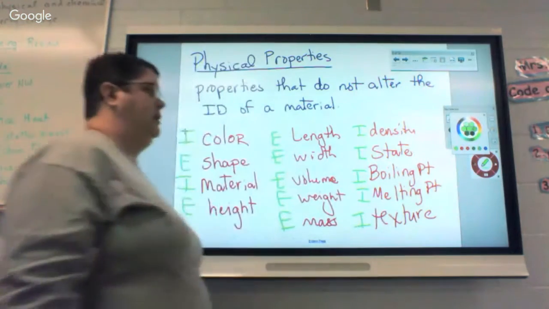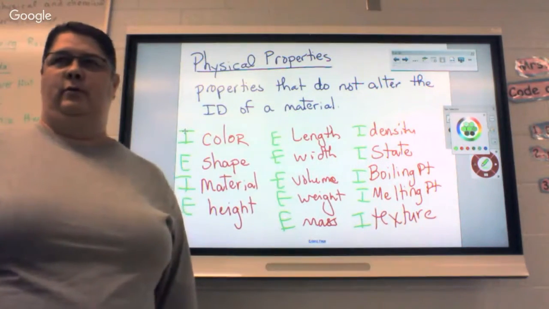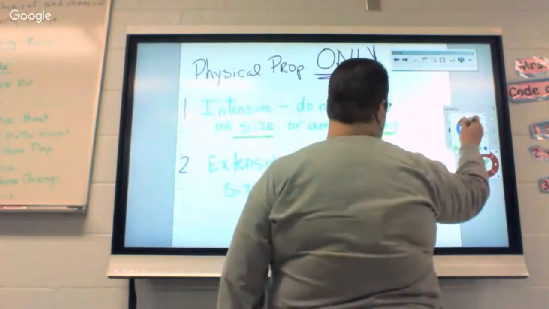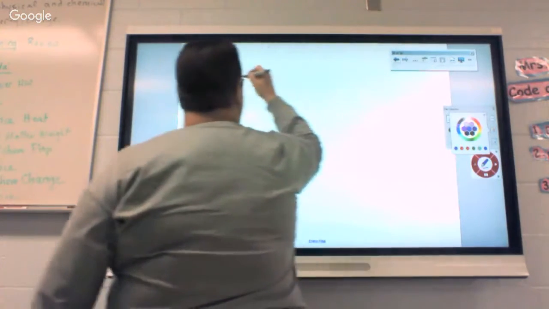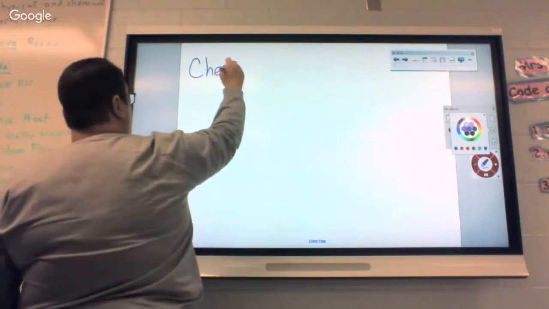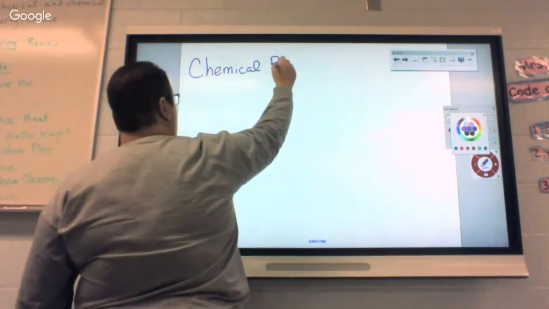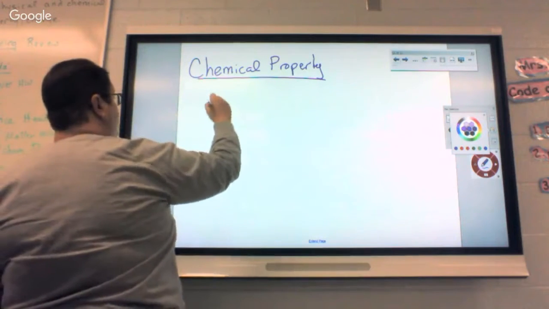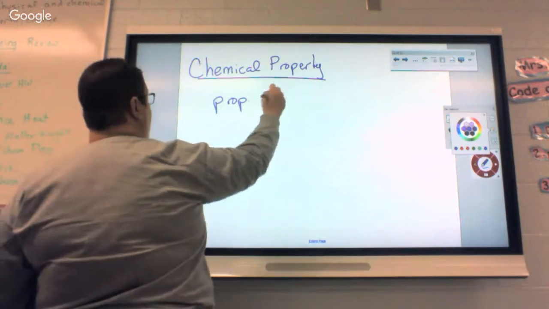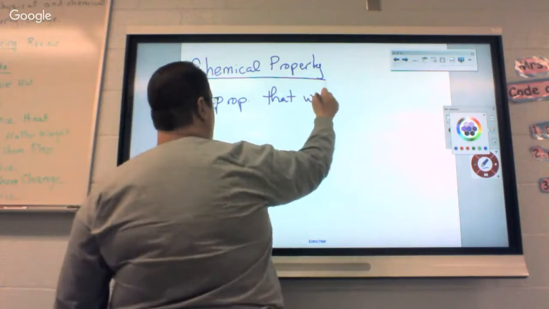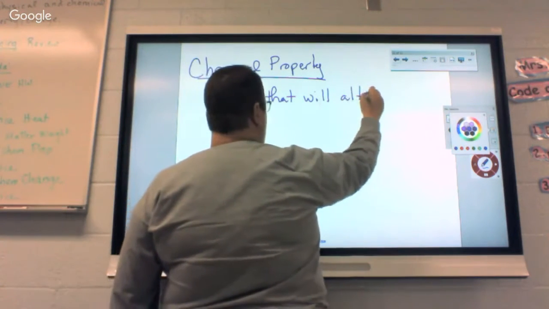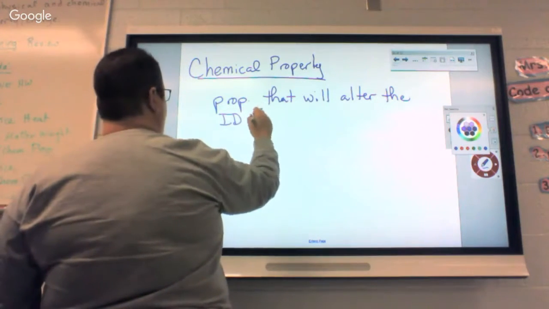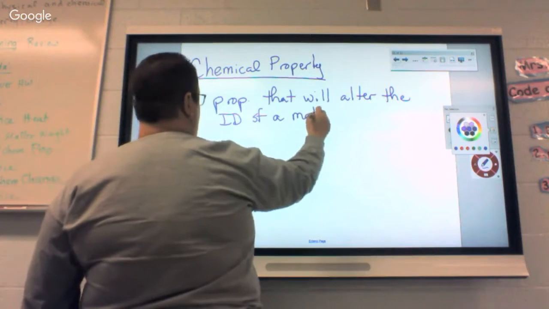All right. Now, everybody got it? So, what's a chemical property? A chemical property is a property that will alter the identity of a material.